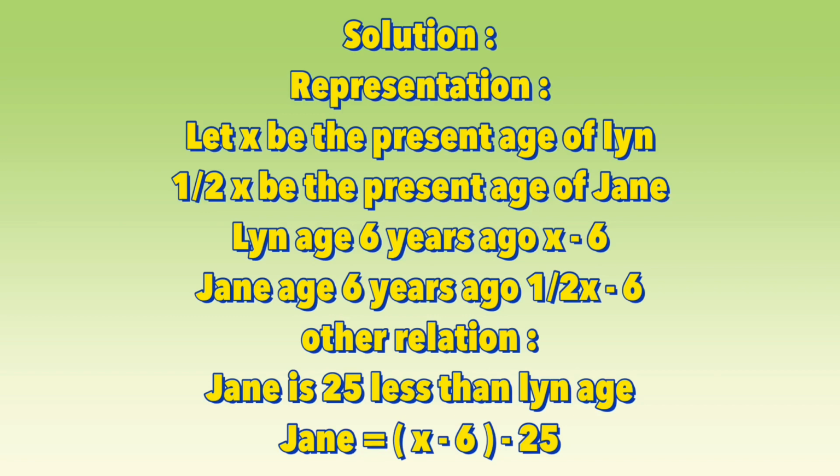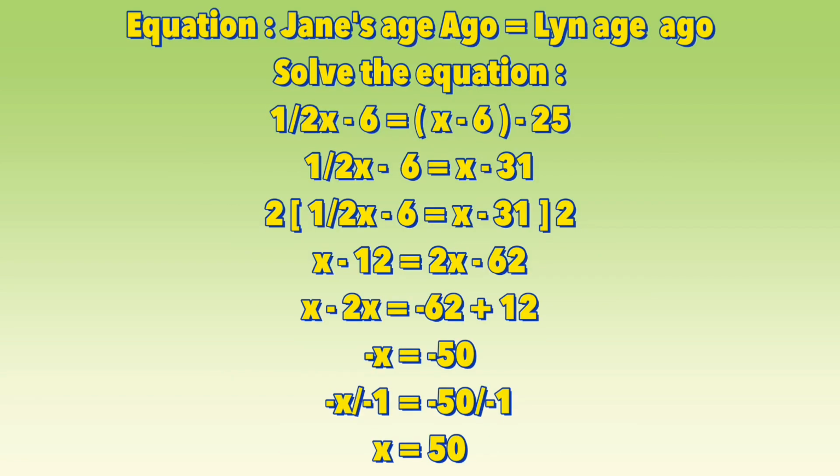Jane's age ago is 1/2 x minus 6 equals Lynn's age ago, which is the quantity x minus 6 minus 25. Okay, 1/2 x minus 6 equals, and we simplify the right side of the equation. We have x, then minus 6 minus 25; we add because they are like signs, so we have 31. The result of the new equation is 1/2 x minus 6 equals x minus 31. So we multiply both sides by 2 in order to eliminate the denominator of the fraction.